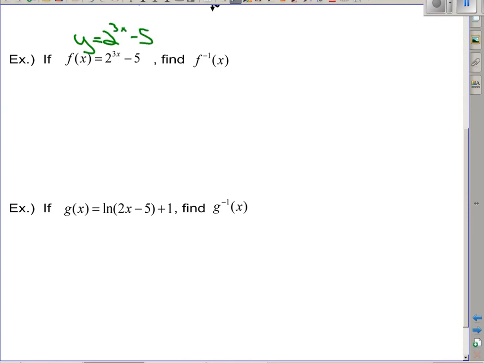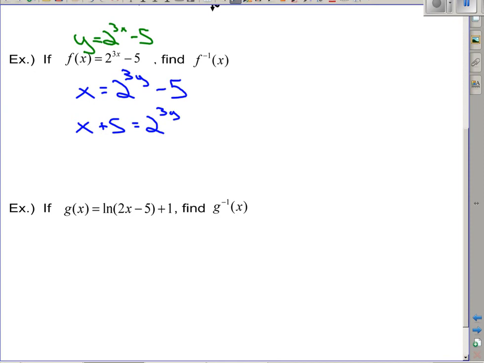If I want the inverse, I'm switching x and y. So no biggie. This is likely worth a mark on your exam. So switch x and y. Now let's try and isolate y. Well, I can bring my 5 over. And now, what can I do?